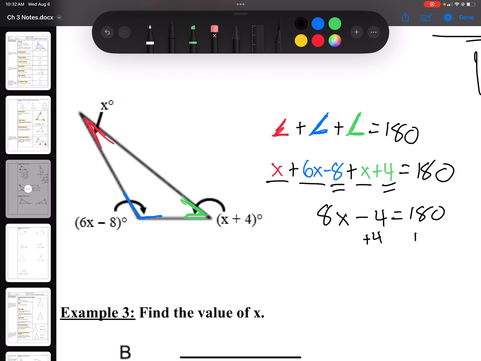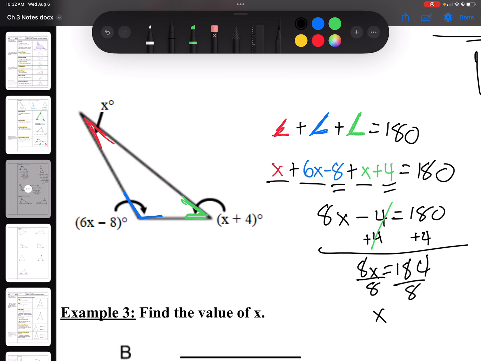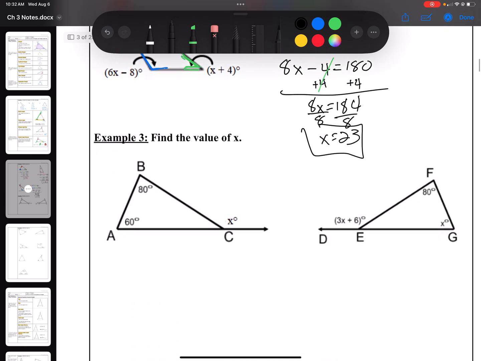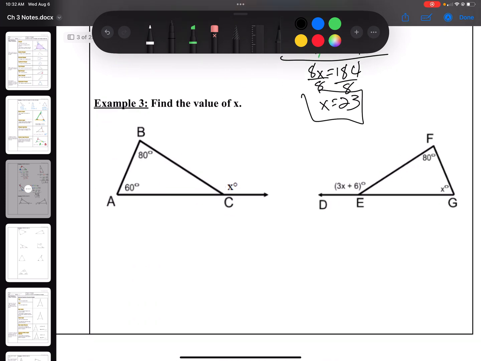Add 4 to both sides. And I get 8x equals 184. And last step, all I need to do is divide both sides by 8. And I get that x equals 23. All right, example 3, find the value of x.